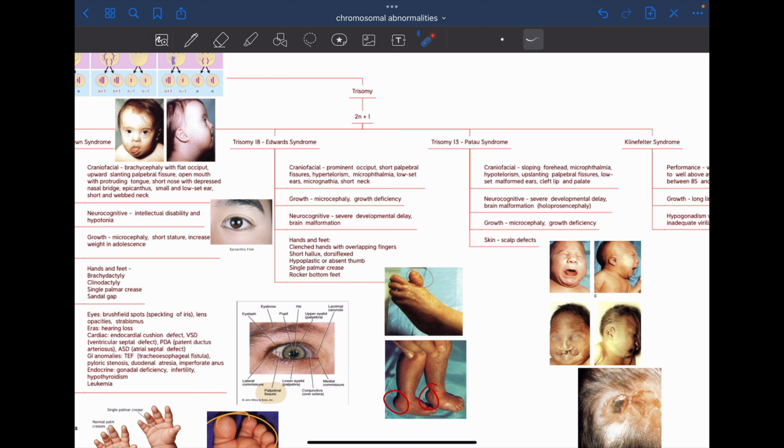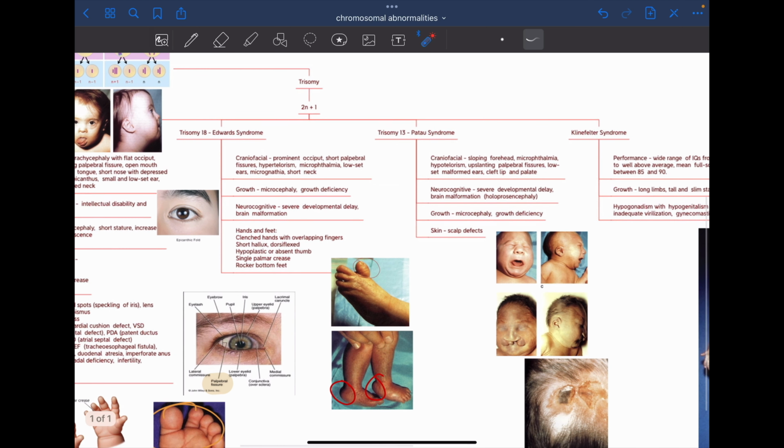and there's also again a distinctive change in their hands. They have overlapping fingers, they have an absent thumb. You can also see the short hallux dorsiflexed, which you can see in this picture. There's a single palmar crease, the same thing as in this picture in Down syndrome, and rocker bottom feet, so you can see how their feet look a bit different. And again, babies and fetuses who have Edwards syndrome usually do not survive their first year.